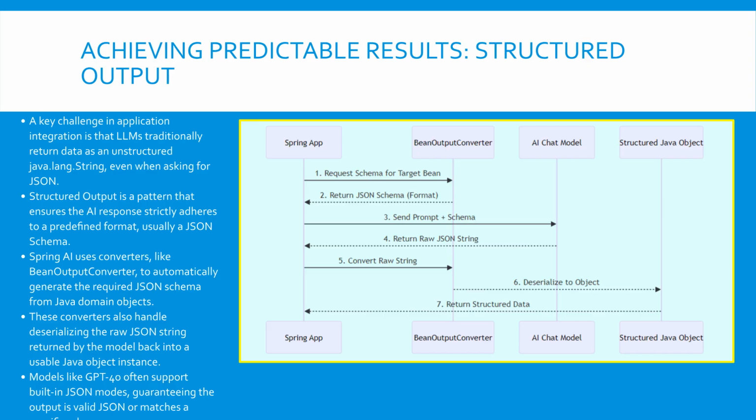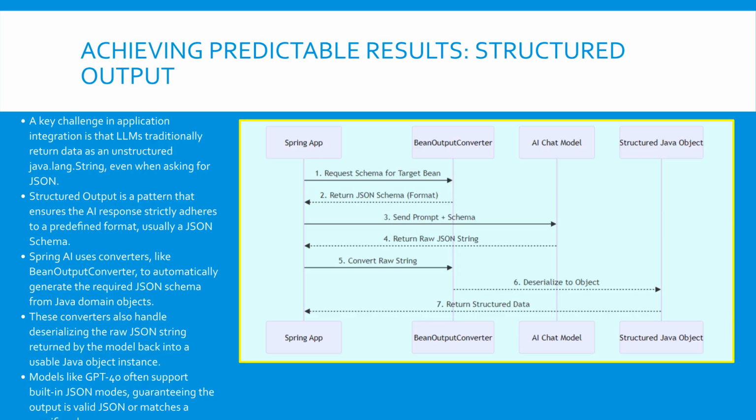Critically, the application then passes this raw JSON string back to the bean output converter. The converter's role is to convert this string into an actual Java object instance that can be used directly within the business logic of the Spring application. This complex interaction, handled internally by Spring AI, guarantees that the developer receives reliable, structured data instead of fragile, unstructured text.